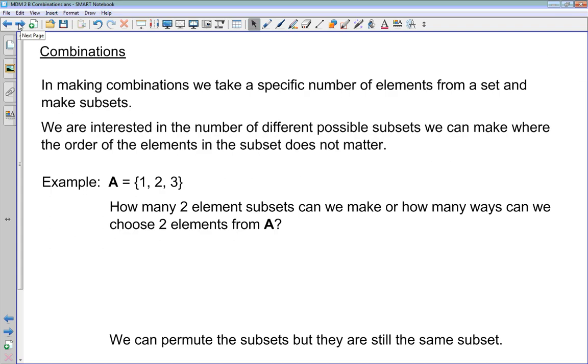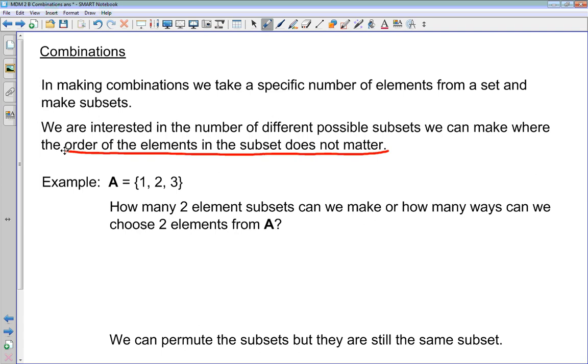So in making combinations, what we are doing is taking a specific number of elements from a set and making subsets. We are interested in the number of different possible subsets we can make where the order of the elements in the subset does not matter. And this is one of the big differences between combinations and permutations.